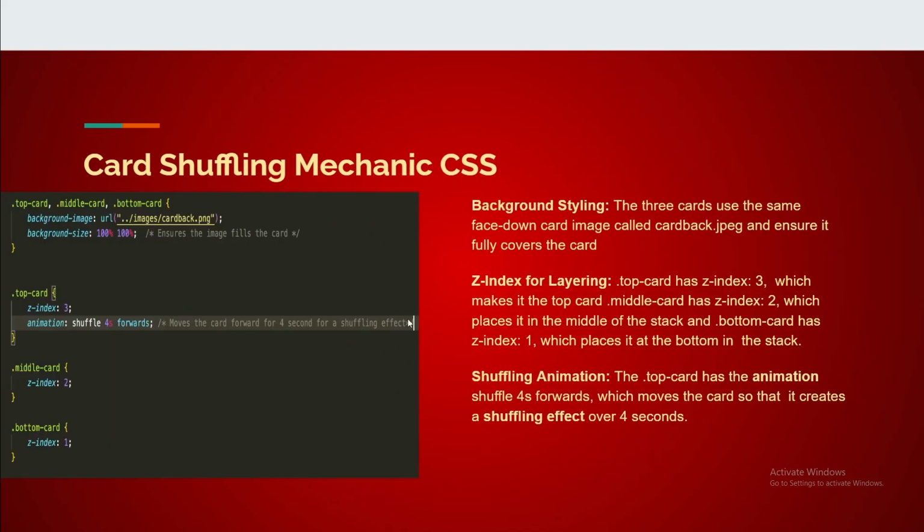Here is the CSS for the card shuffling mechanic. All cards use the background image of card back, which is just the back image of the card. We used Z index for the layering. The top card had Z index 3, which makes it the top card, the middle card had Z index 2, which puts it in the middle, and the bottom card had Z index 1, which places it at the bottom. Then there was the shuffling animation. The top card had the animation shuffle forward, which moves the card to create a shuffling effect over 4 seconds.